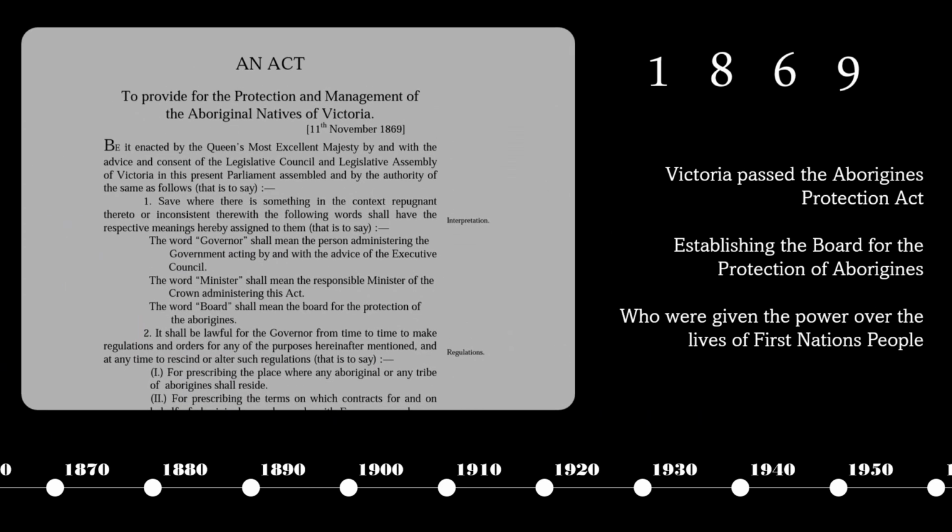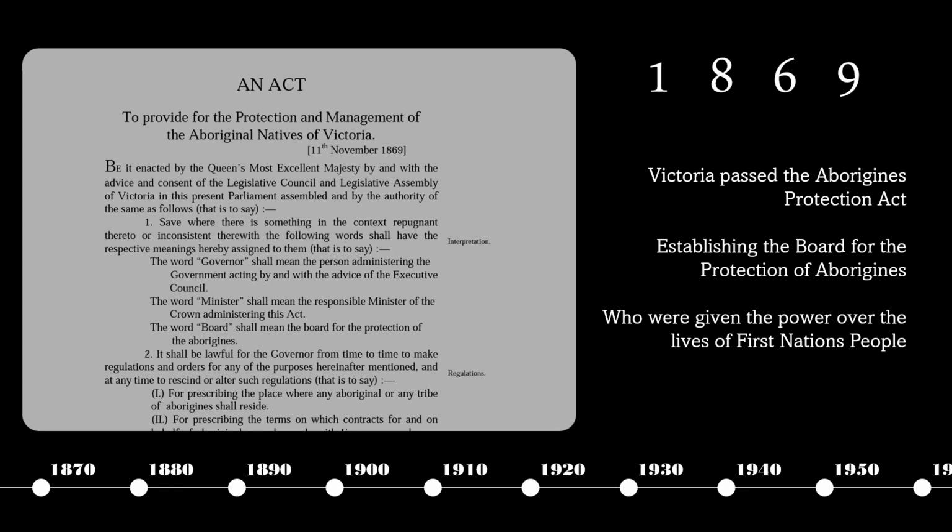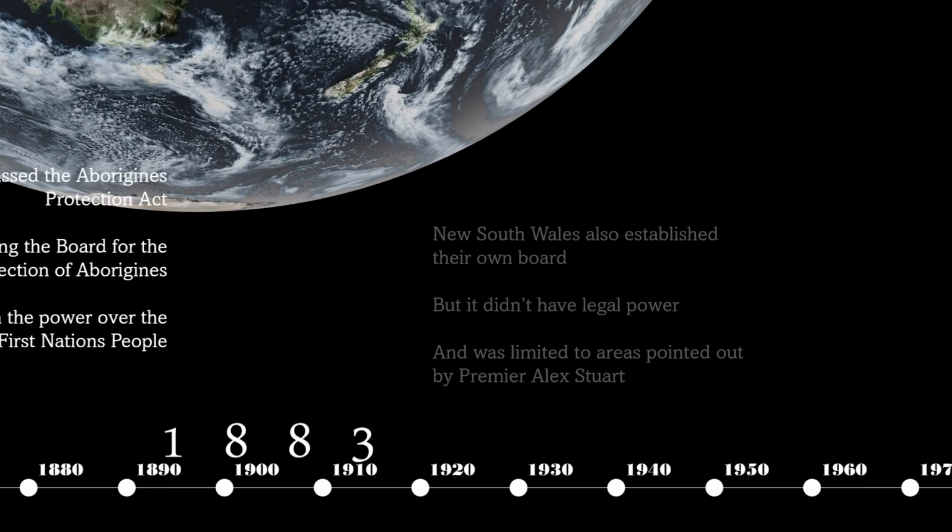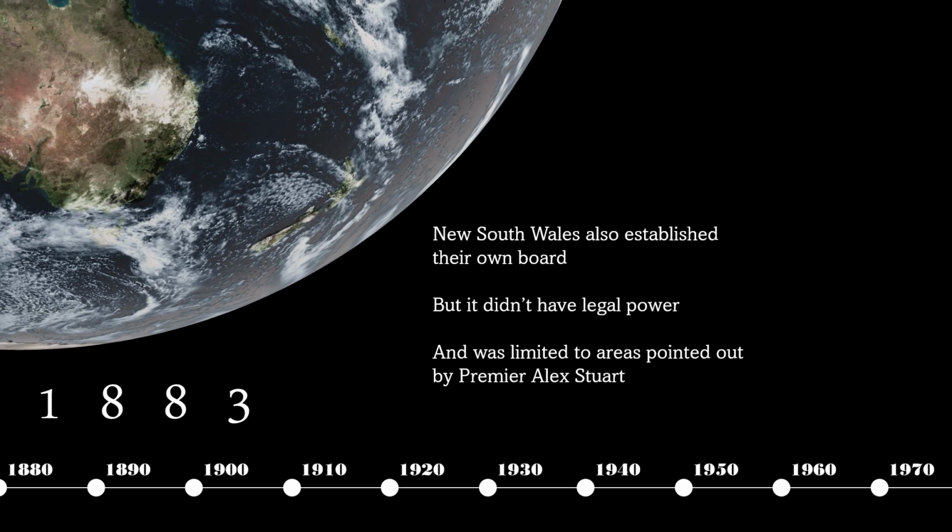In 1869, Victoria passed the Aboriginal Protection Act, establishing the Board for the Protection of Aborigines, who were given control over where First Nations people lived and worked, as well as what was done with their wages. A list of powers that would rapidly grow by the end of the 19th century, similar to New South Wales' own Board for the Protection of Aborigines, which when they were established in 1883 did not have any legal power and were limited to areas pointed out by Premier Alex Stewart, such as the creation and management of reserves and the distribution of rations, clothing, and blankets.